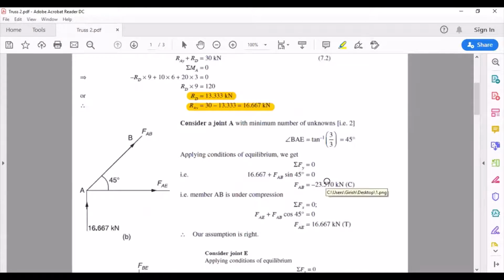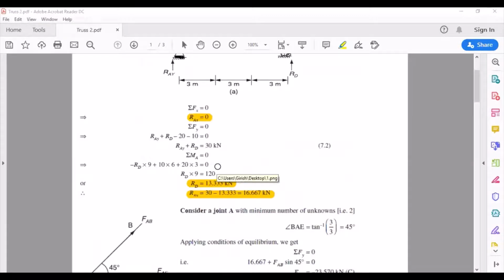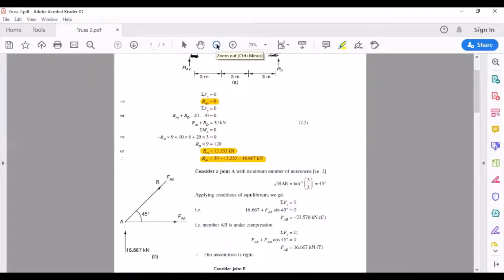Very simple. Whenever you are calculating member forces, since it is the method of joints, you're going to take up each joint and assume the directions for member forces. But be very careful. Keep one thing in mind, that any joint you select should have only two unknowns, not more than that. Now let us select the joint. So the first joint, let us take joint A.